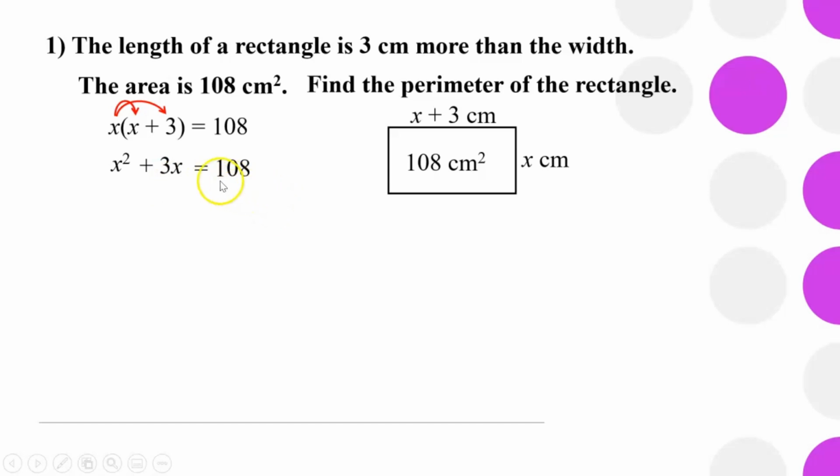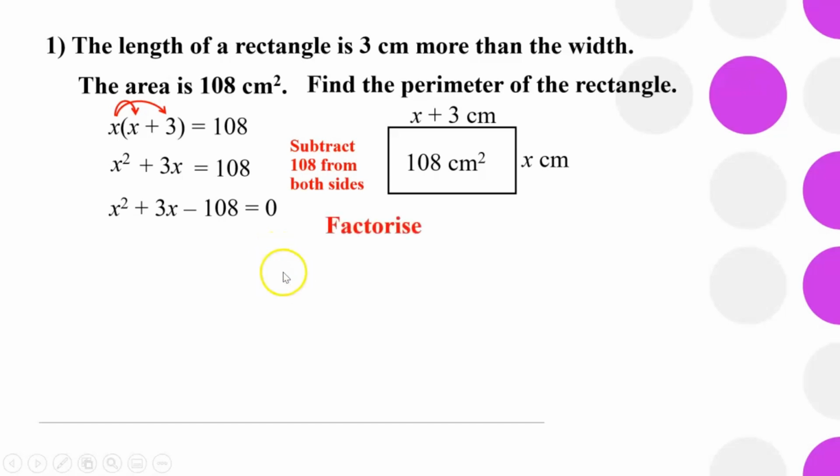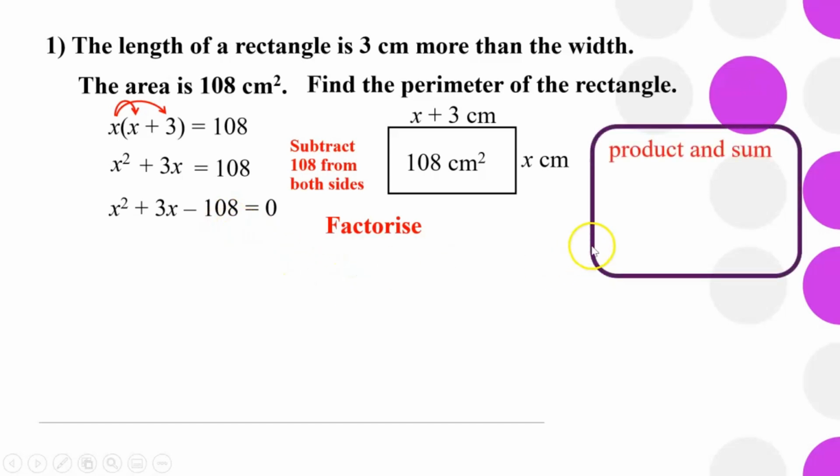Now let us subtract 108 from both sides, and that will give us x squared plus 3x minus 108 equal to 0. Because if you subtract 108 from the right hand side, it becomes 0. Now let us factorize this quadratic expression. To factorize, we use the product and sum rule, which means the product of two numbers should give us minus 108, and the sum of the same two numbers should give us 3, which is the coefficient of x.